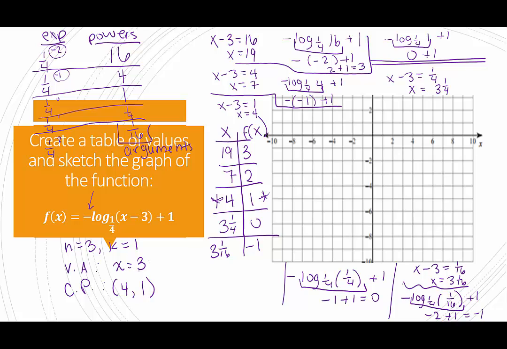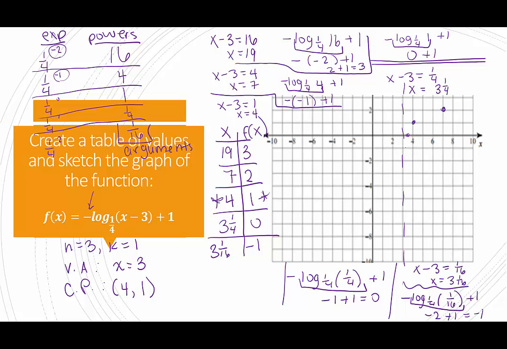Let's start with our vertical asymptote at x equals 3. And what do we have? We have 19, 3, that's not going to happen. We have 7, 2, we can graph that. 7, 2 is right here. We have our critical point, 4, 1, gorgeous. Next we have 3 and 1/4, 0, maybe like right there. And 3 and 1/16, that's really going to hug the asymptote. It's going to be like right there.